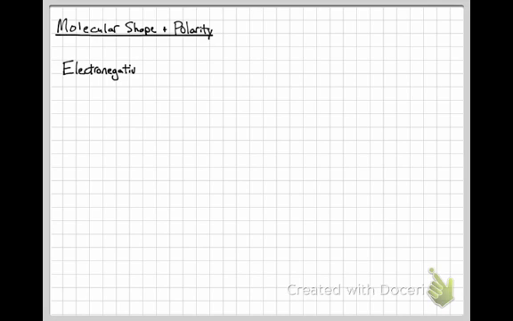Recall that electronegativity is the ability of an atom in a molecule to attract the electrons in a bond towards itself. So this is really about a competition for electrons in a bond between two atoms.